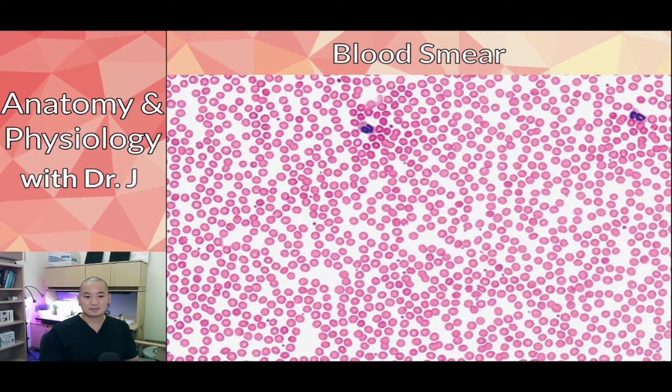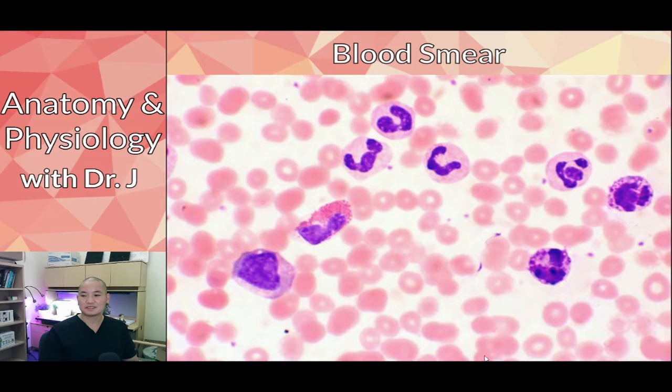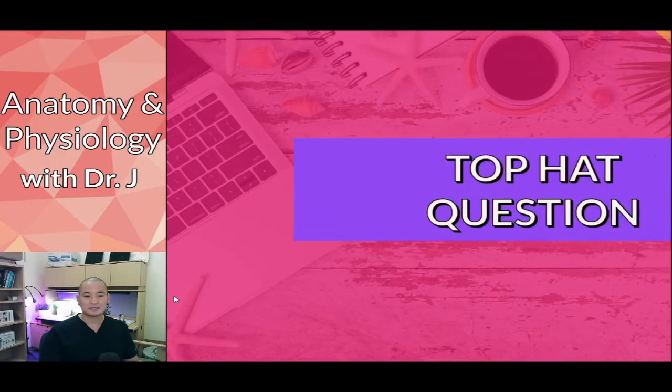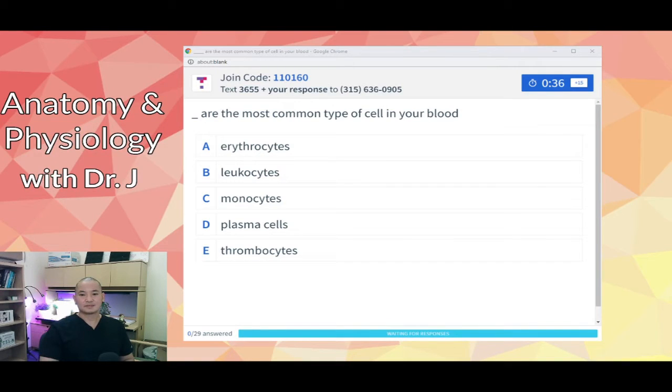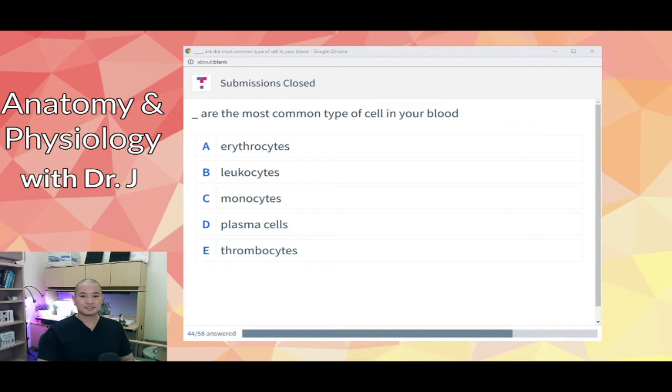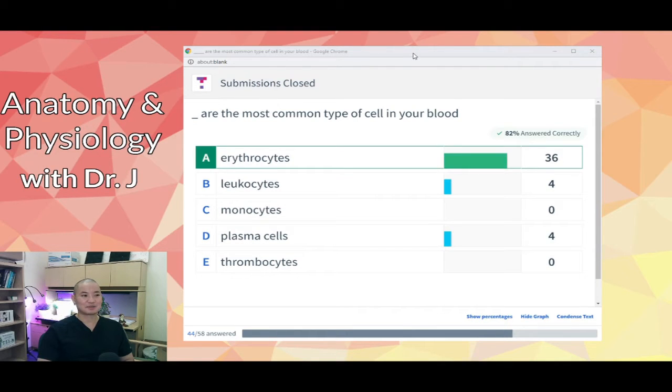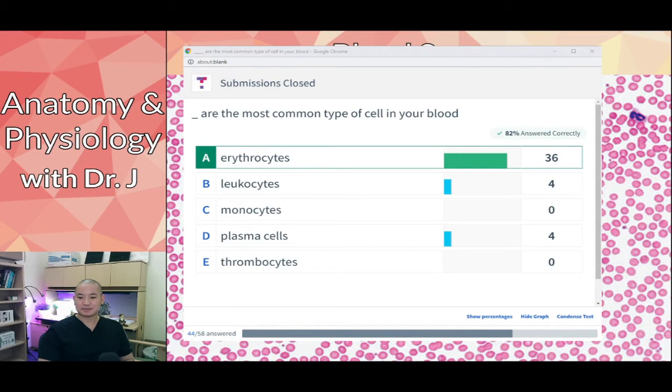Alright, and here we see a blood smear, and you see all these different types of cells, right? So we see all these cells, and let's zoom in even closer. We see different types of cells. So let's go to Top Hat real quick. What are the most common type of cells in your blood? Alright, let's see how everyone did. And most of you said erythrocytes, and most of you are correct. Yes, red blood cells make up the vast majority of your cell count and cell volume in your blood.